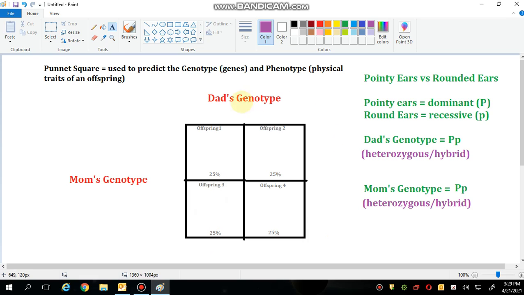Okay? On the top, usually you would put dad's genotype or genetic code, and on the left side you would put mom's genotype. It doesn't really matter. You could do it either way, but usually dad's on the top, mom's on the left side.